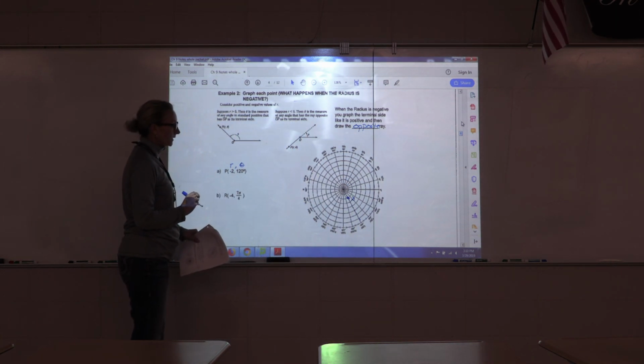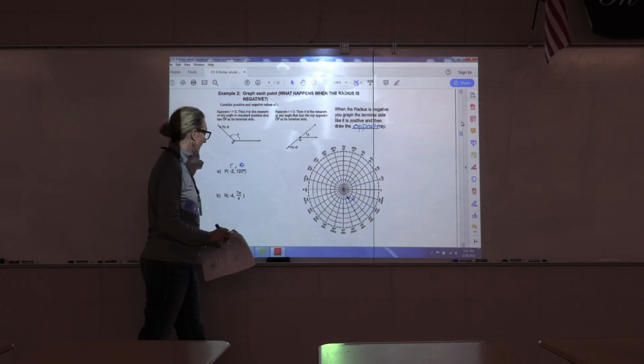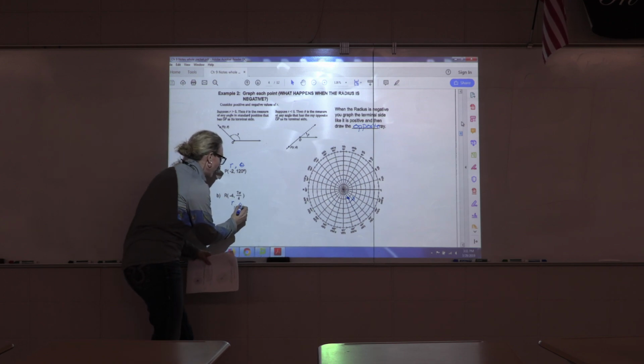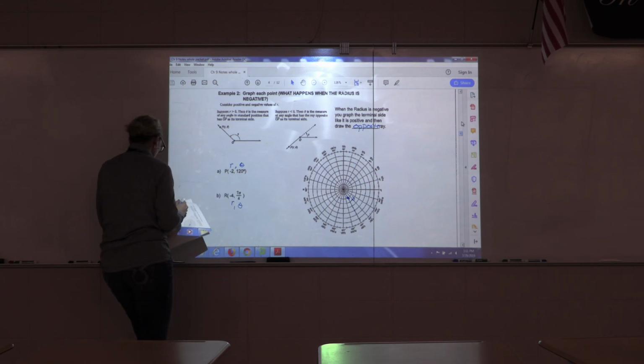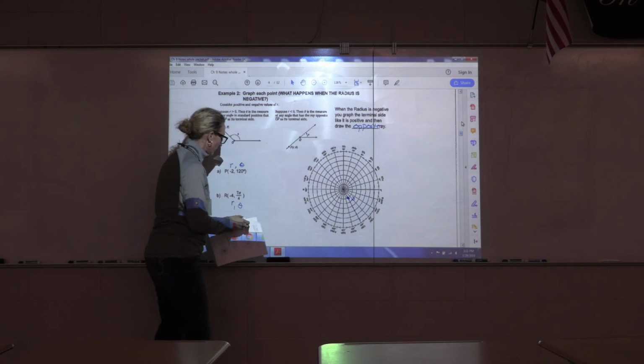So that's point P, 2 rings on the opposite terminal side. Okay, let's practice this one. R comma theta. Maybe let me grab a different color. R comma theta. Always do theta first.